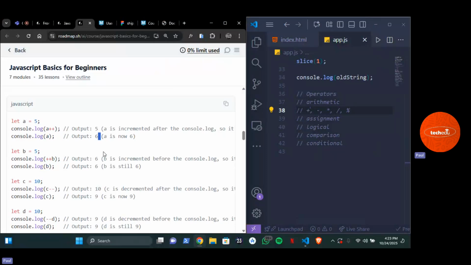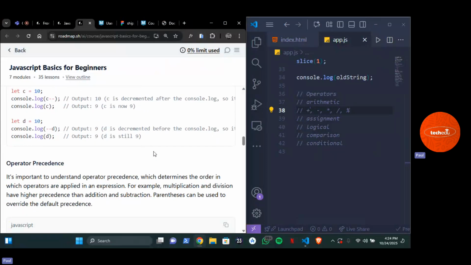6. You understand? That's why a is now 6, because a plus plus is adding 1. It keeps adding 1. Now, if you have a loop, you can use the loop to keep adding 1 to that particular value. You understand what I'm trying to say.